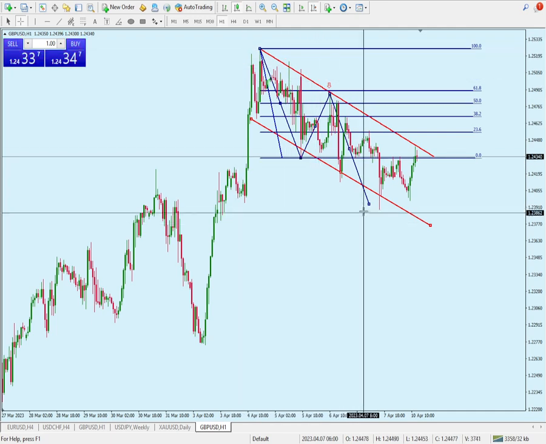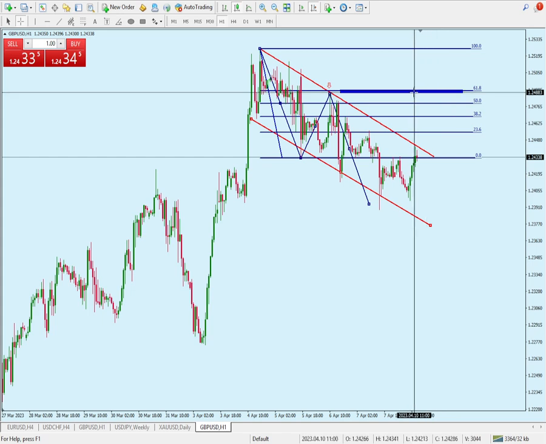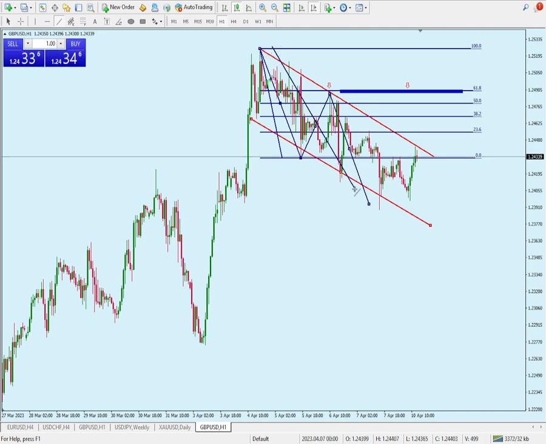The ABCD pattern got completed right here, and suddenly the buyers took the market up. So now I clearly see that it will be approaching 1.2490, and from there a sell trade will be advised. I will be looking for a sell trade with a stop above, like 43 pips of stop, and obviously it will be giving us nice profits, because then this whole will be an impulsive wave. This will be a correction to the 61, and then this will be the overall pattern.